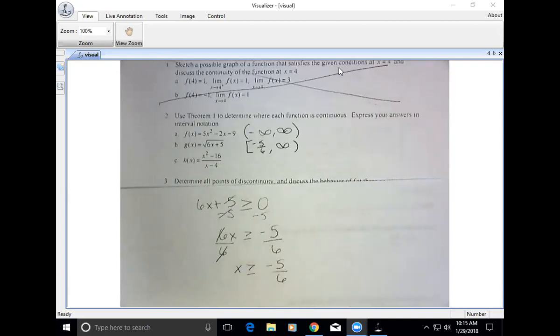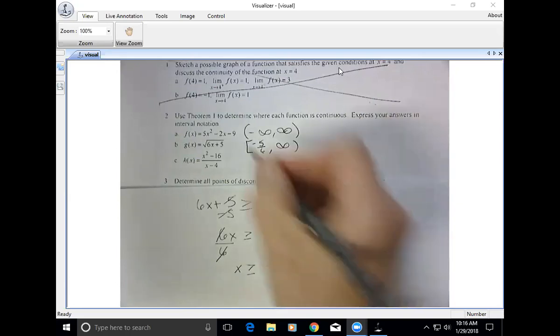Now, look at this next one. I've got h of x equals x squared minus 16 over x minus 4, and I'm supposed to decide where this thing is continuous. Now, if it's rational, where am I going to have a problem? It's a fraction, so where would I have an issue with continuity? When the denominator equals 0. And will it matter if it's a hole or if it's an asymptote? Is there still discontinuity there? Yes, so I don't even have to worry about whether it's a hole or an asymptote.